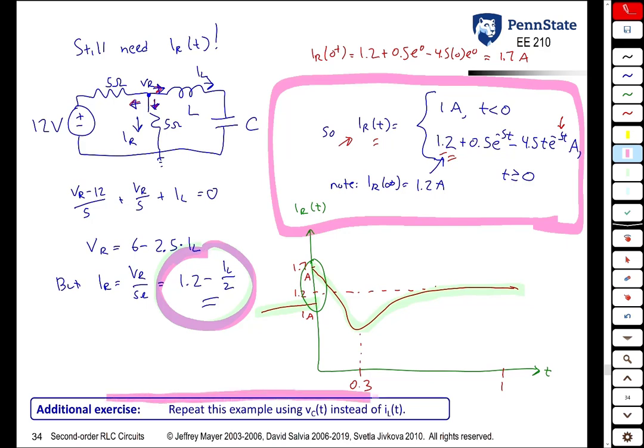So what you may want to do on your own is see if you can repeat this example, but instead of finding IL and using that to find IR, find VC and use that to find IR.